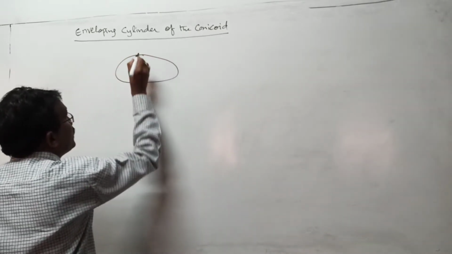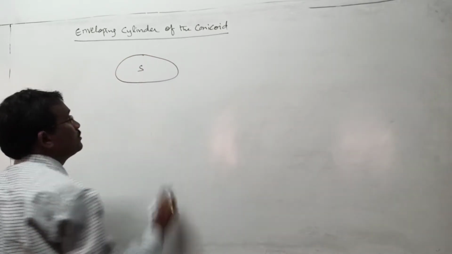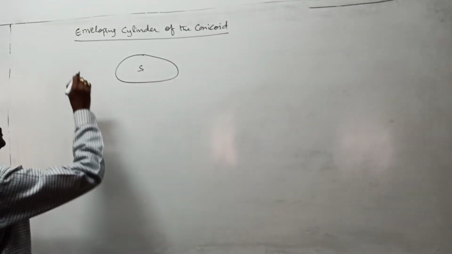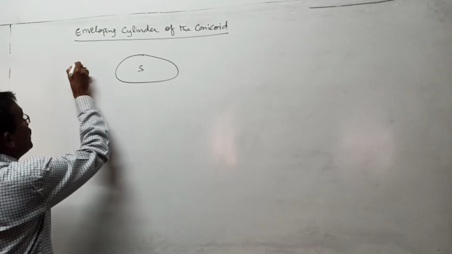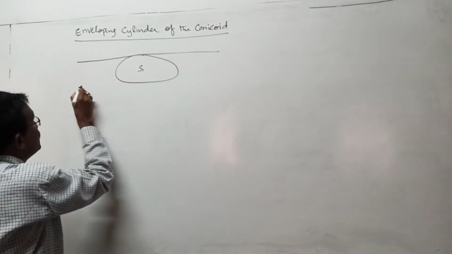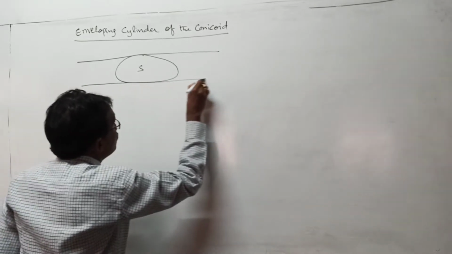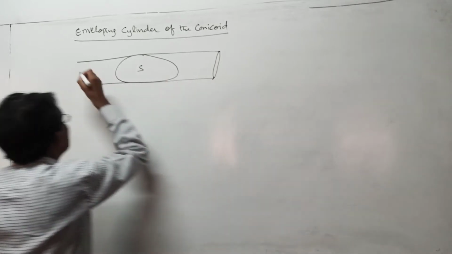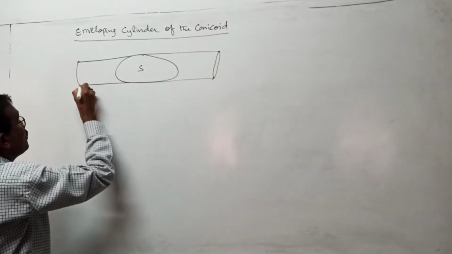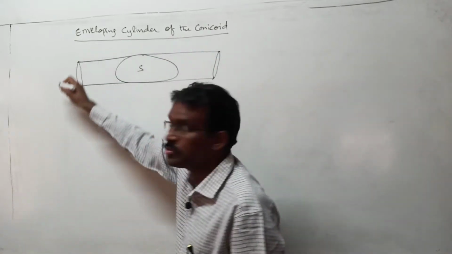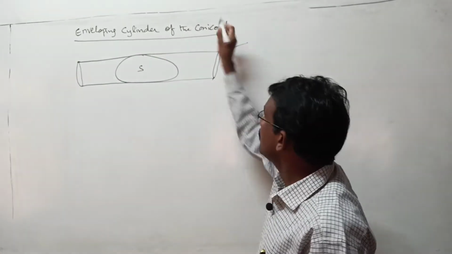Here the definition is, let us take a conicoid, some ellipsoid. Let us take all parallel tangent lines to this conicoid, which form a cylinder. Such a cylinder is called the enveloping cylinder of the conicoid. This total surface is called the enveloping cylinder of the conicoid.